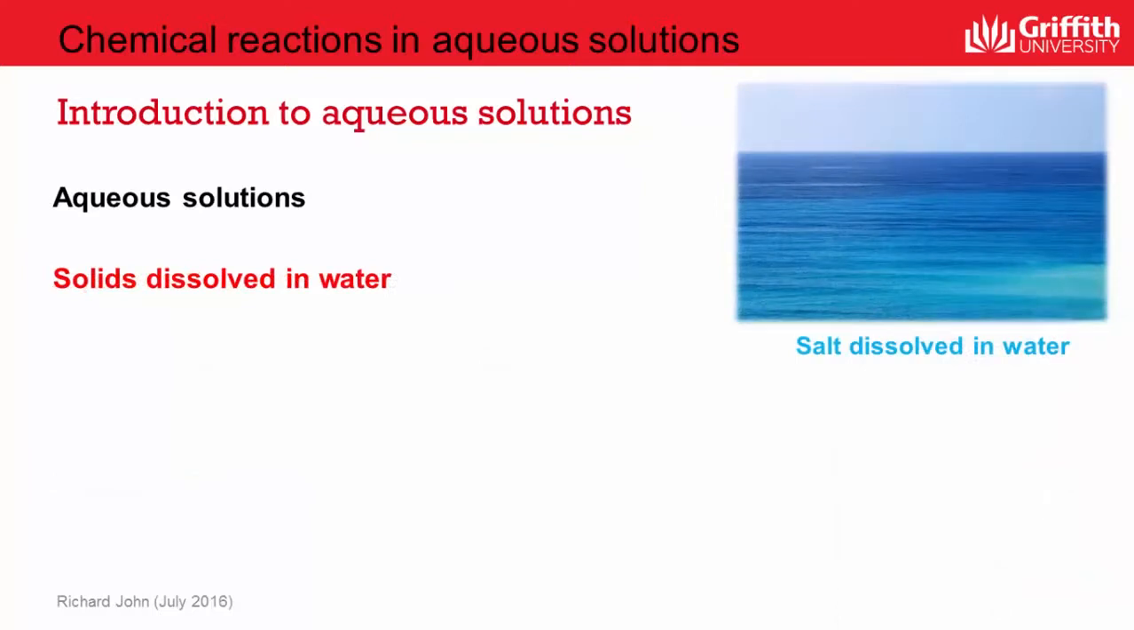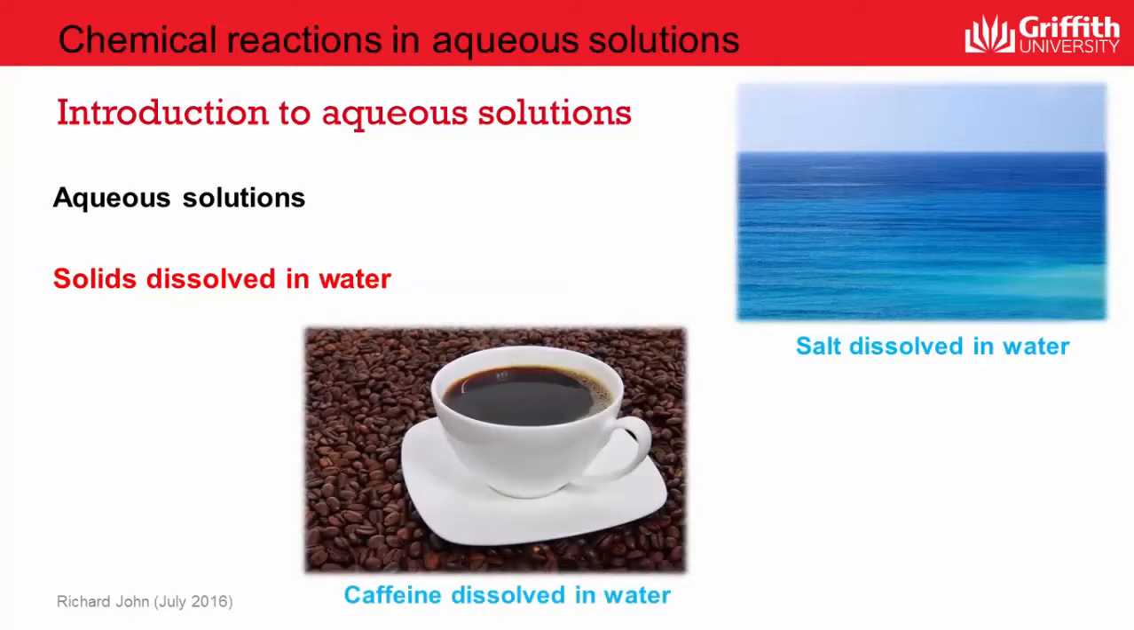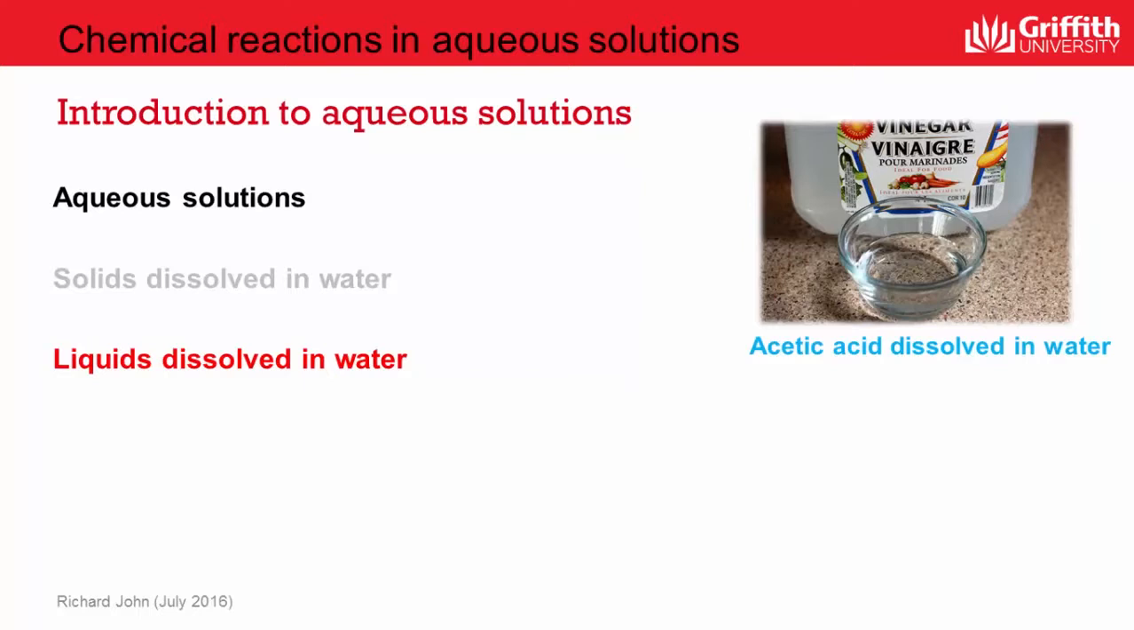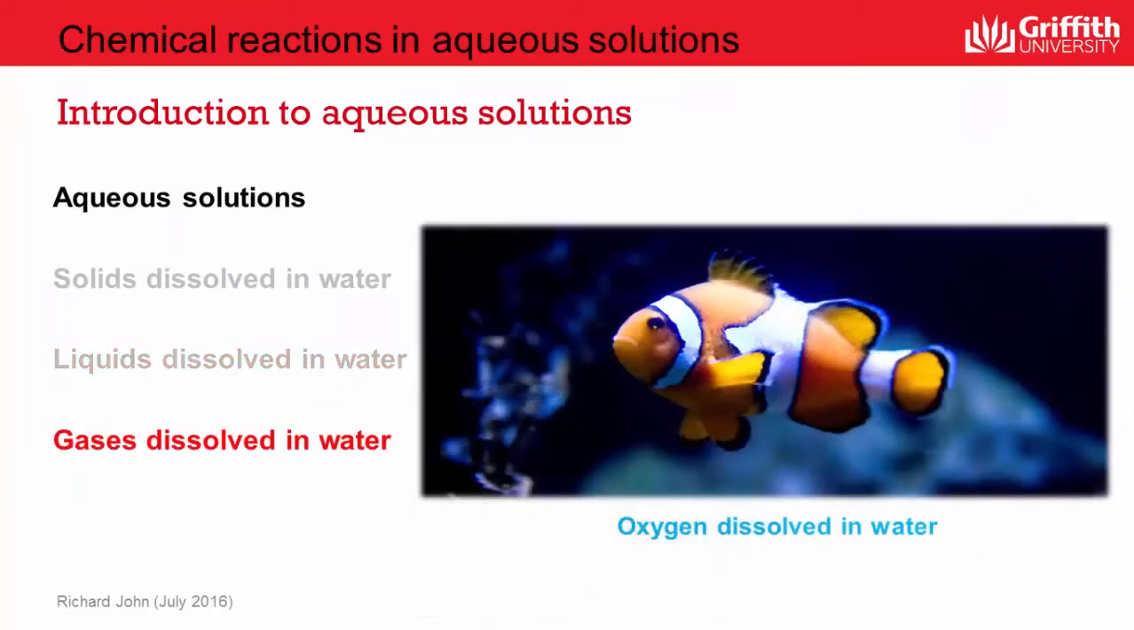You can have many different types of aqueous solutions. We can have solids dissolved in water, such as salt dissolved in water in seawater, or solid caffeine dissolved in water in our cup of coffee. We can have liquids dissolved in liquid water as well. For example, acetic acid is the main component of vinegar, and acetic acid is a liquid at room temperature and pressure. And alcoholic beverages have the liquid ethanol dissolved in water. We can also have gases dissolved in water to form aqueous solutions. For example, oxygen dissolved in water to allow fish and other marine organisms to respire.